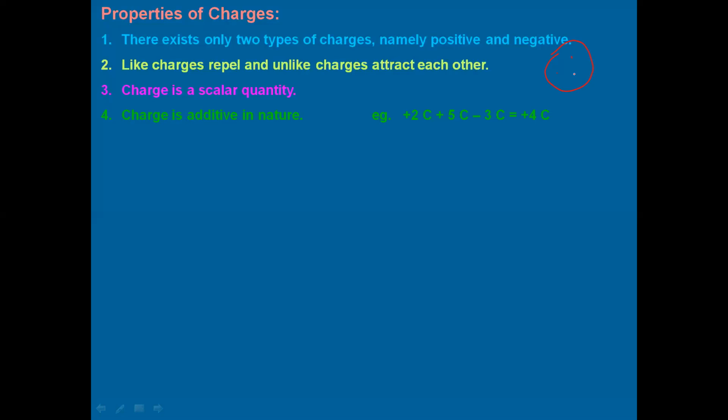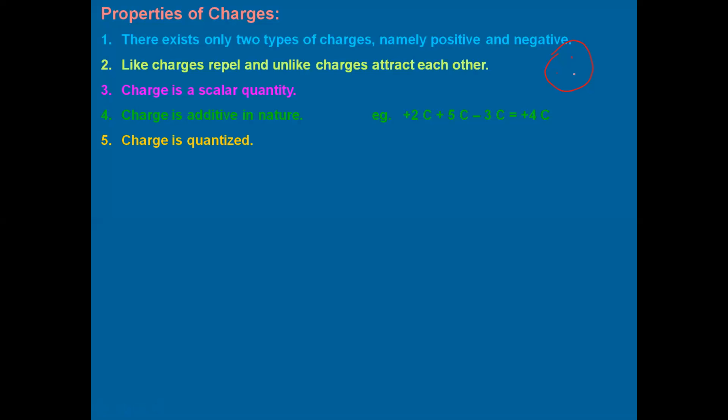For example, I have shown here an example of three charges, plus 2, plus 5 and minus 3. So the net charge enclosed within the surface will be plus 4 coulomb. It does not depend on the position of the charges. Charge is additive in nature. The fifth property is that charge is quantized.